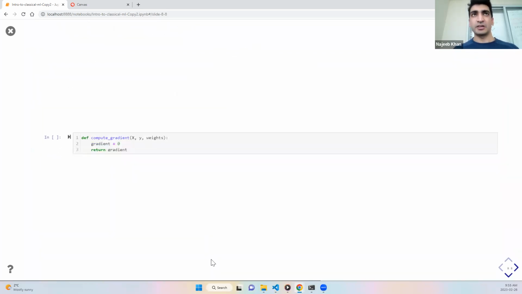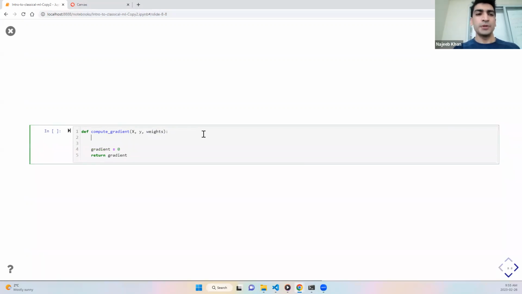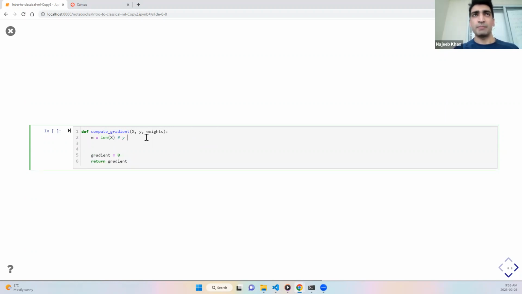So let's implement this equation now. I have the inputs: x is a matrix of input feature vectors, y is the targets, and weights are the weights of the linear regression model. First, I would want to find out how many examples I have. So if I do length of x, that's the number of examples that I have, and y would have the same length.